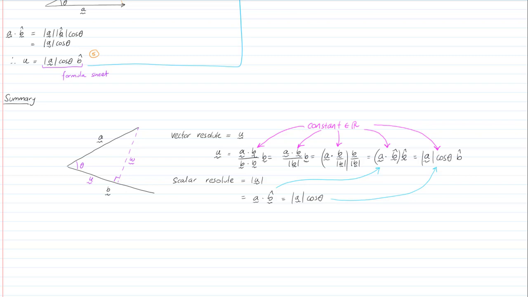I've got a different diagram now. A is projected on B. We get U as the component of A that is parallel to B, and W as the component of A that is perpendicular to B, and the vector resolute comes in 5 different forms. There they are. And the scalar resolute, which is the magnitude of the vector resolute, is a dot b hat, or the magnitude of A times cos theta, where theta is the angle between A and B.